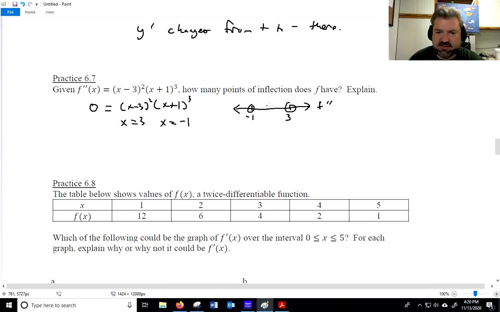So if I plug in a number like 0, this is always positive. Don't even worry about that. If I plug in a 0, 0 plus 1 is positive. Plug in a number like 4, again, that's always positive because it's squared, and 4 plus 1 is positive. If I do a negative number like negative 2, that'd be negative, and negative times positive is negative. So x equals negative 1 is an inflection point because f double prime changes sign there. So what's the answer? 1.